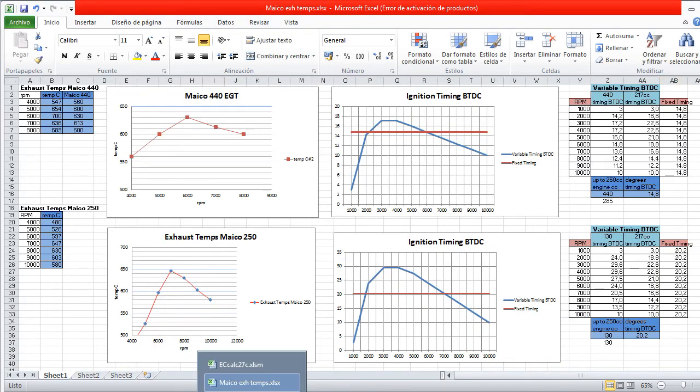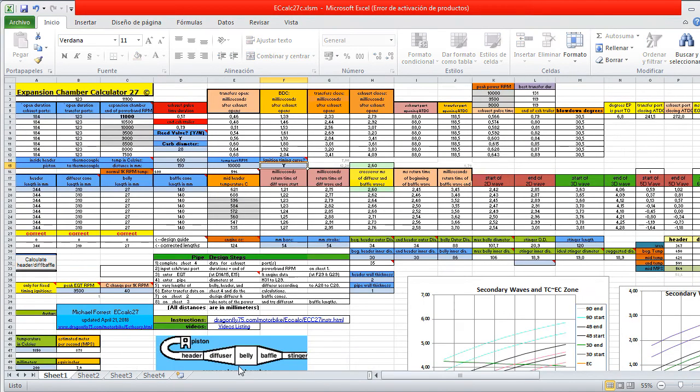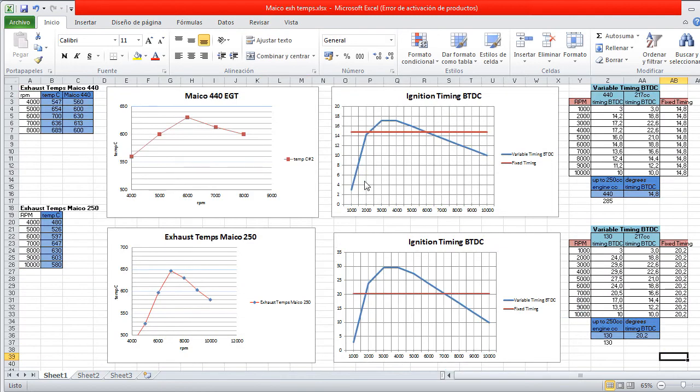Okay, this video is about fixed timing and my ECcalc 27. If you notice right here, it is asking whether or not there's an ignition timing curve. And what I mean by timing curve is that if you graph it, as RPM increases and this is timing advance, you'll see that it does have a natural curve to it. Even a digital one will try to make a curve there.